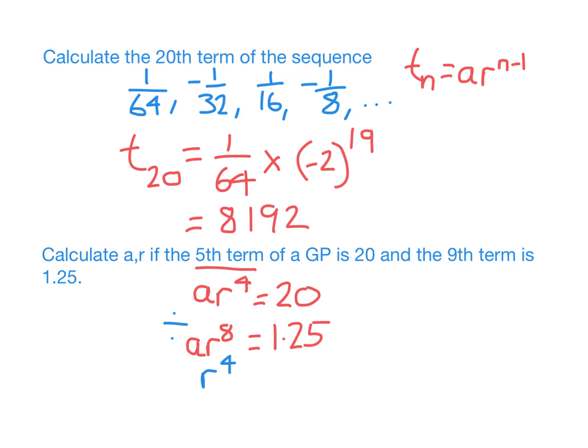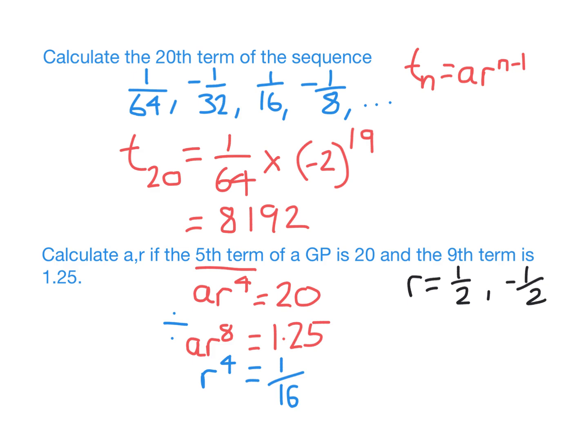Now, 1.25 divided by 20 actually gives 0.0625 or 1 over 16. Now, just note, whenever you have an even power, there are two solutions. So the fourth root of 1 over 16 gives you a half, but there's also the possible solution R is minus a half. That occurs whenever the power is even. If the power is odd, there's only one solution.